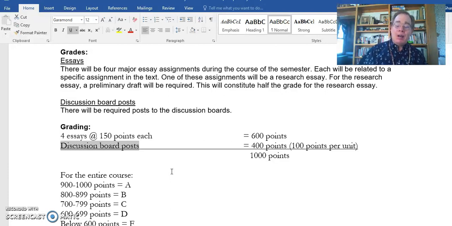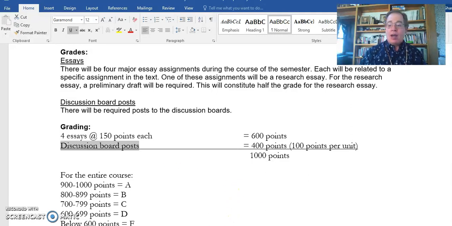And then later, you're going to be posting your topic, what you're planning on writing about, so that I can give you feedback on how I think that's going. As you can see, 600 points for the 4 essays at 150 points each. 100 points per unit on the discussion board posts for 400 points. Total of 1,000 points. So it is writing the essays, doing the discussion board points. That is the sum of the grade.